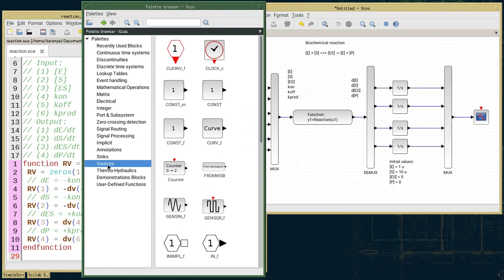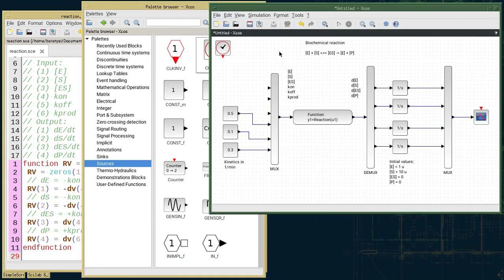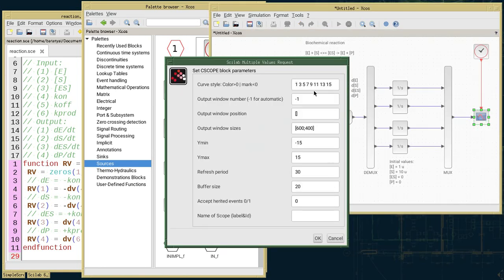From the sources I will need a clock. This will drive all the simulation, and the clock signal is coming to the red connection of the figure. So here are the colors of the figure, the number, the size, it's okay. The minimum is 0 because I do not expect negative values in concentration or amount. The maximum should be 10 because the highest value is 10 for the substrate. The refresh period will be 5.